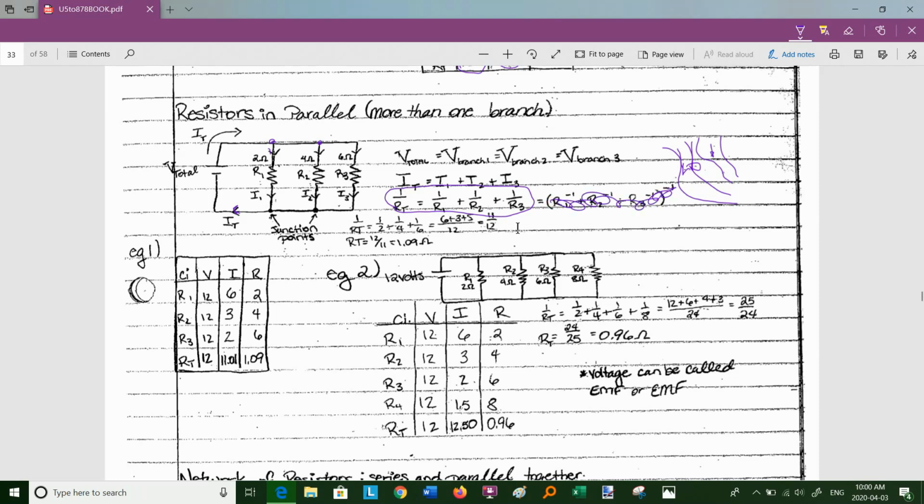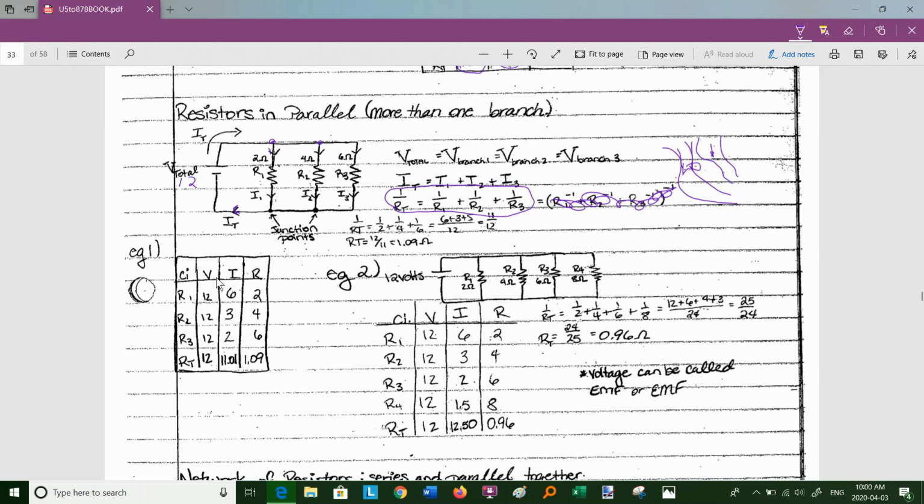Okay, so in our first example, let's make an example here. Let's have the total voltage being 12. So in my circuit, my total voltage is 12, which means my voltage across each resistor in each branch is 12 volts. I will give you the resistance of each resistor, the values 2 ohms, 4 ohms, 6 ohms.